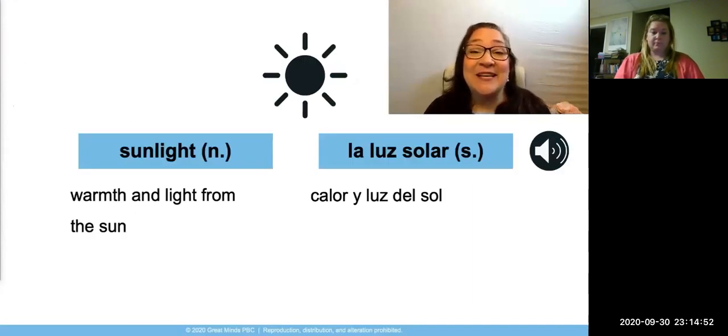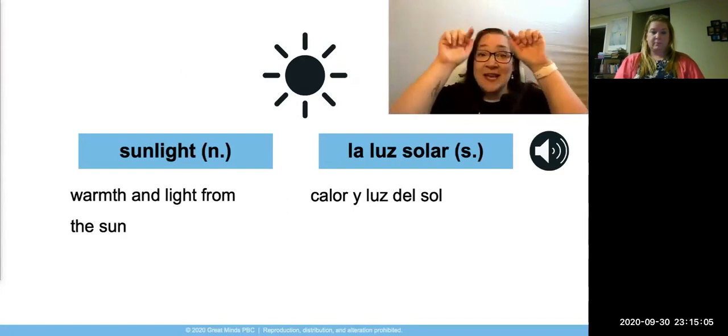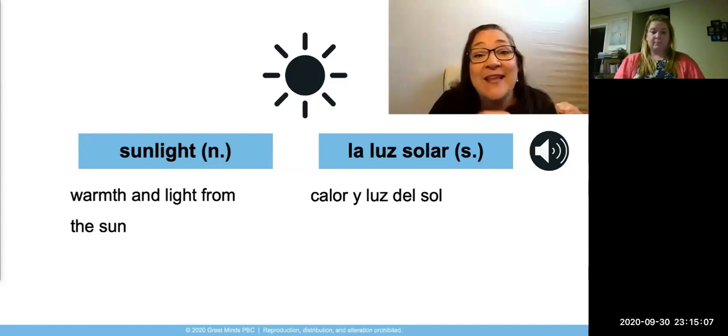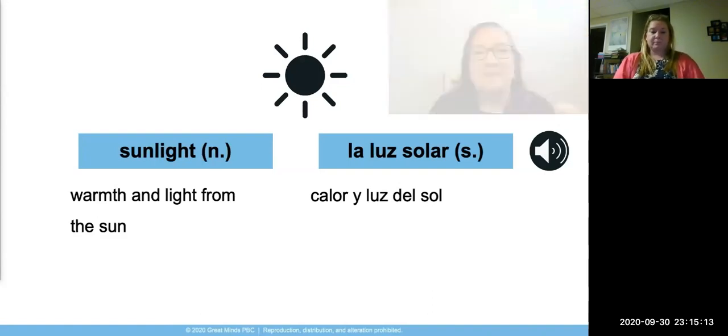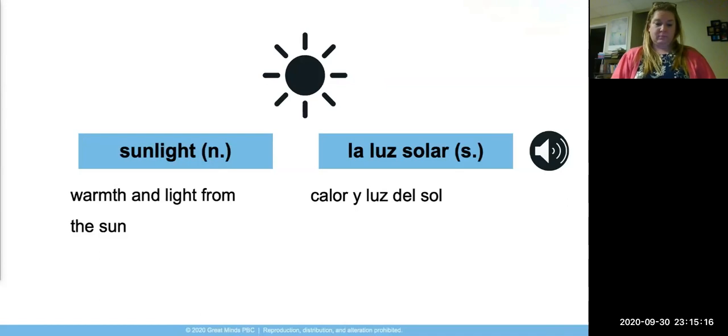Our next word is sunlight. Sunlight is a noun. The definition is warmth and light from the sun. In the icon or picture, we see the sun and we see the warmth and the light coming from that sun. Let's listen to this word in definition in Spanish. La luz solar es un sustantivo. Significa calor y luz del sol.